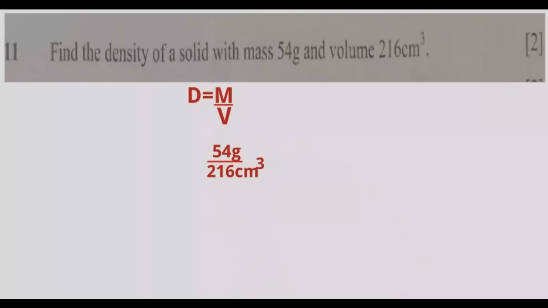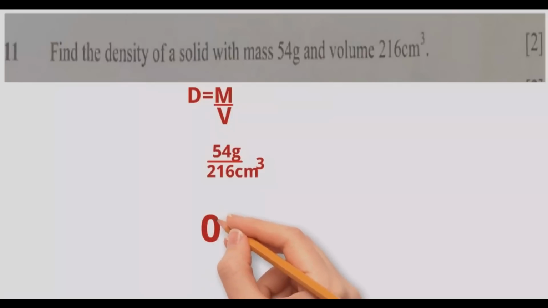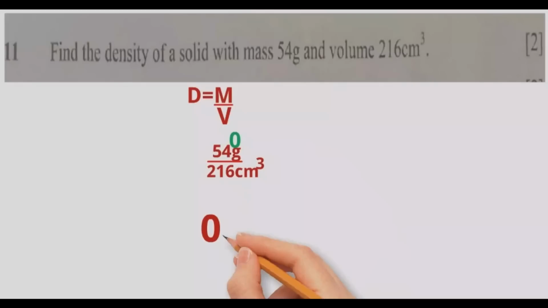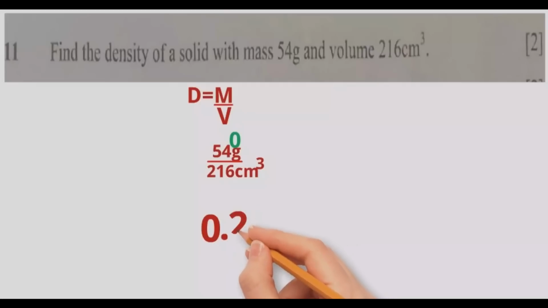Once we've done that, we're going to divide. Can 216 go into 54? No, so we write 0, then we add 0 to make 540 and put the decimal point in our answer. Can 216 go into 540? Yes. How many times? 2. When it goes 2 times, the remainder is 108.